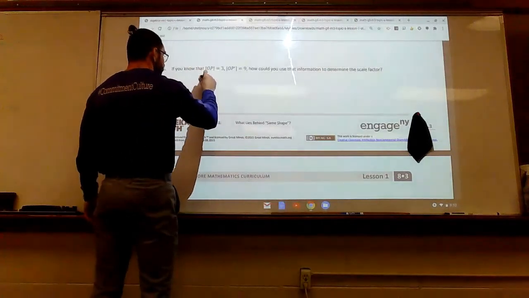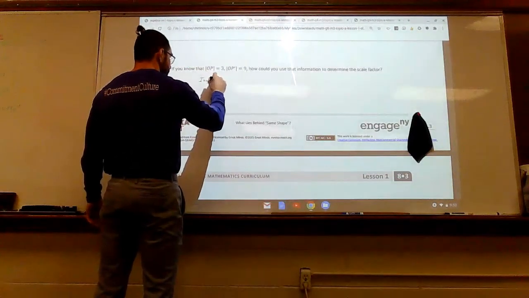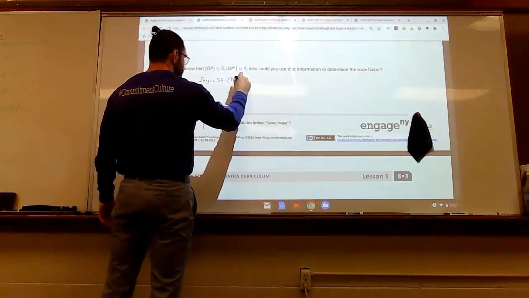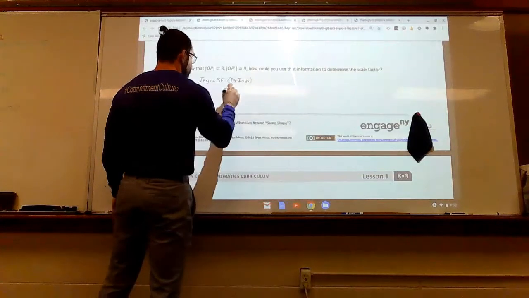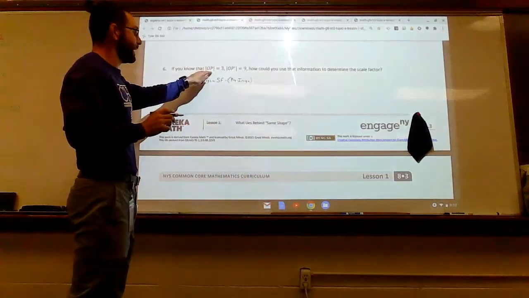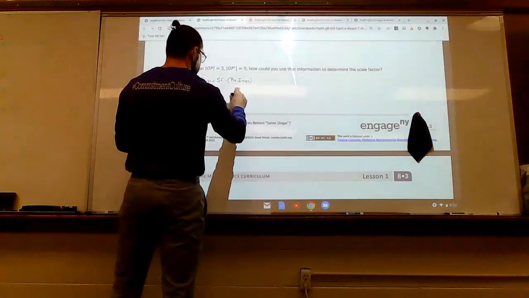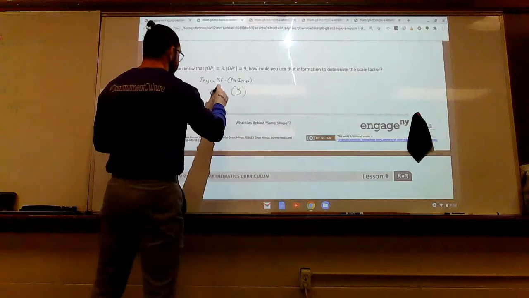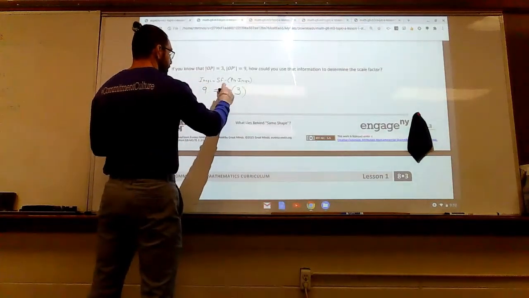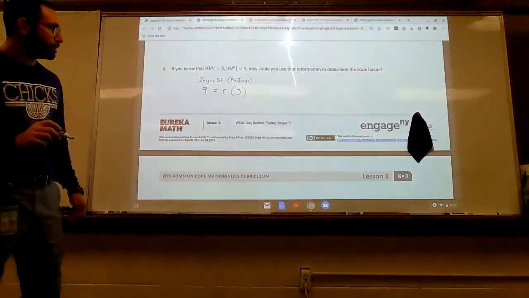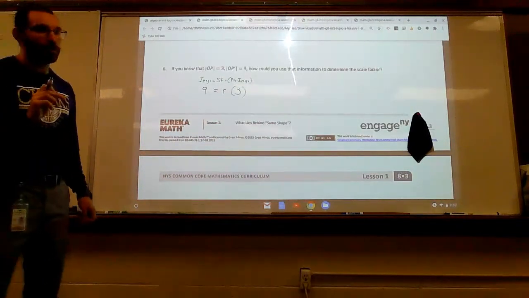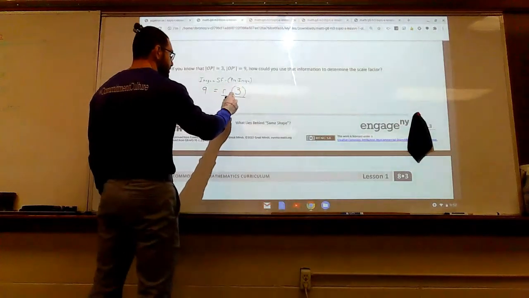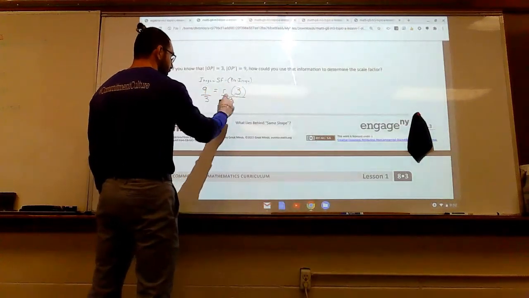So first off, we have image equals scale factor times pre-image. Our pre-image is the one that does not have the delta or the tick marks. So now I have 3. My image is 9. They called the scale factor R. So I have R times 3 equals 9. How can I isolate R? Well, to get R by itself, it's R times 3. We divide both sides by 3.